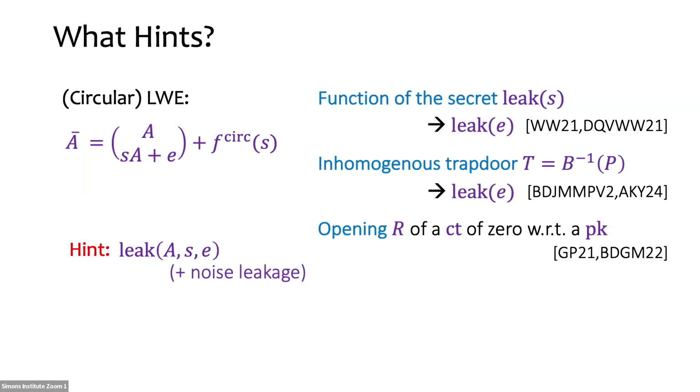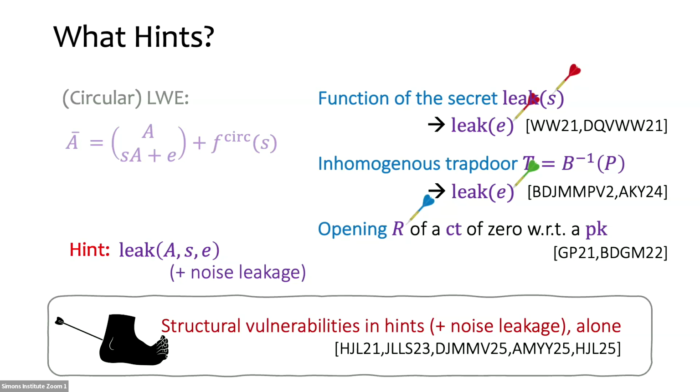In some of the scenarios, these hints also naturally give you noise leakage. It gives you some kind of function of the noise. And it turns out that the Achilles heel of all these assumptions is that so far, attacks can break them by looking at the hints and the noise leakage themselves, because they have lots of structure inside, and by looking at them, we can extract information.